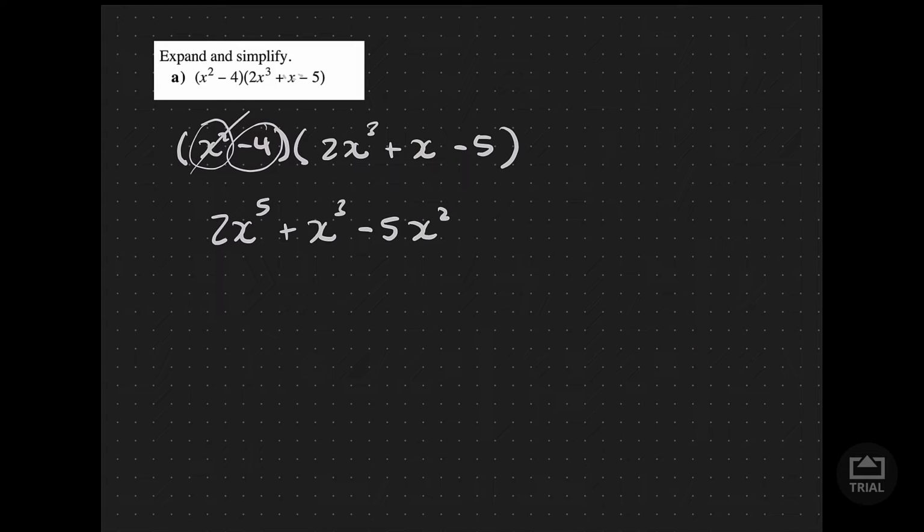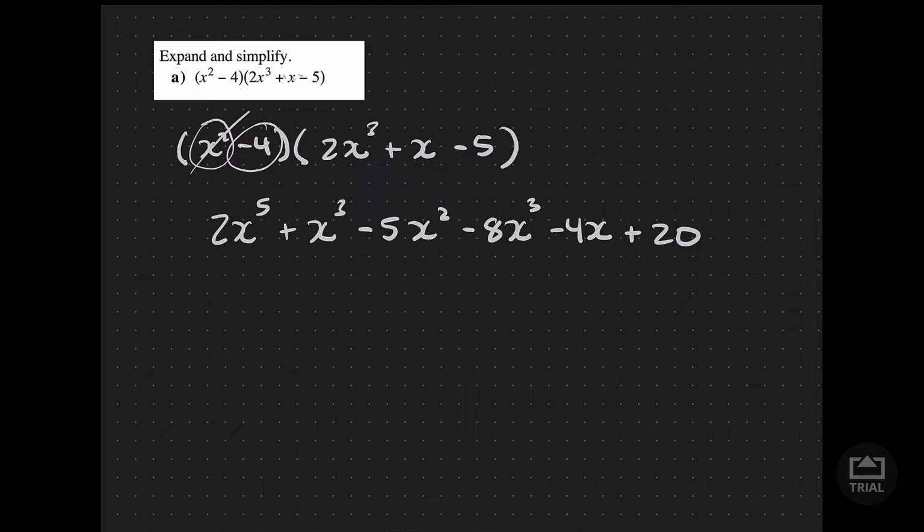I'm multiplying with a negative 4 times a positive 2x cubed, which is going to give me a negative 8x cubed. The negative 4 times the x is going to be a negative 4x. And finally, negative 4 times negative 5 is a positive 20.